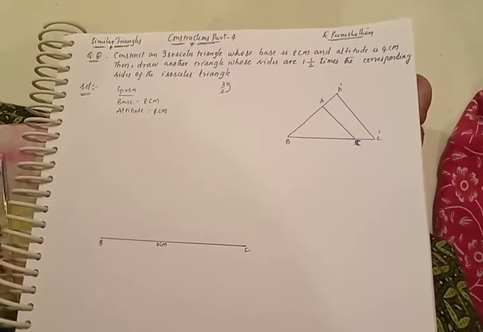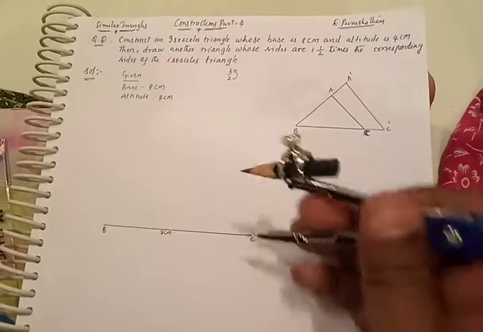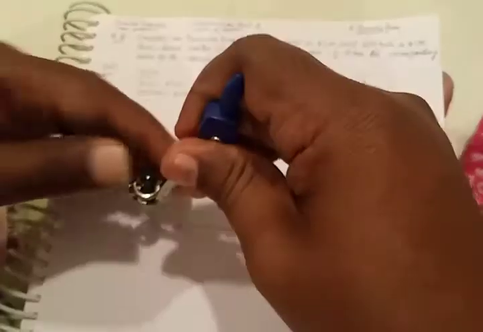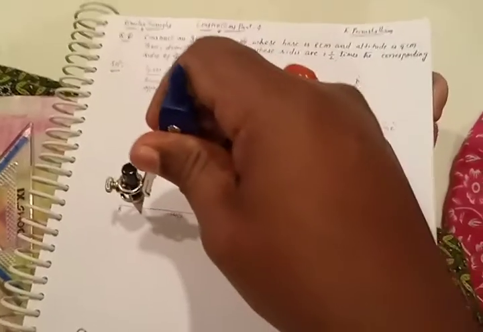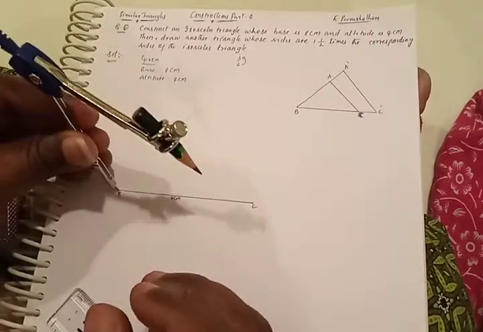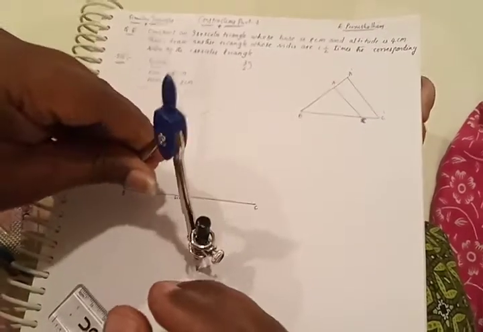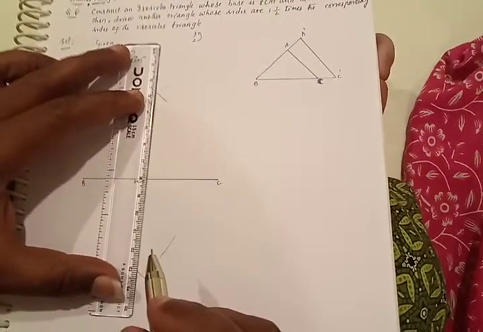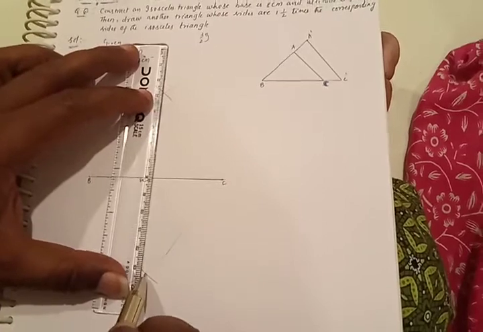So the next thing is to draw the triangle; we need altitude 4 centimeters. Before drawing the altitude of 4 centimeters, we need to draw the perpendicular bisector. For the perpendicular bisector, we have to take more than half, like this. Now join these two. This one is the perpendicular bisector.